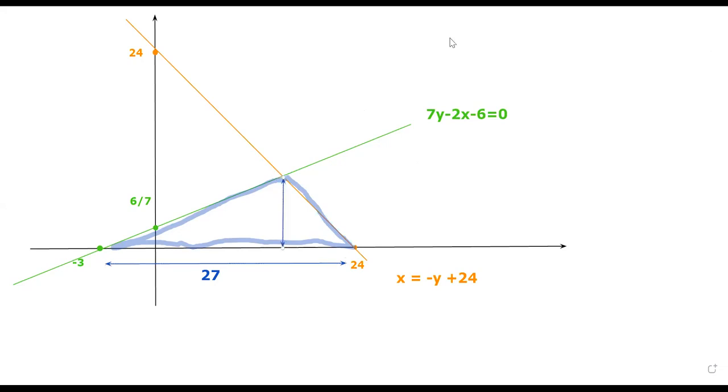So in order to do this, we would like to find the coordinates of this point. To find the coordinates, we just substitute into here. For this coordinate, it needs to be true that 2x is equal to 7y minus 6. But according to our orange condition, 2x is also equal to negative 2y plus 48. So we know that the right-hand sides are the same.